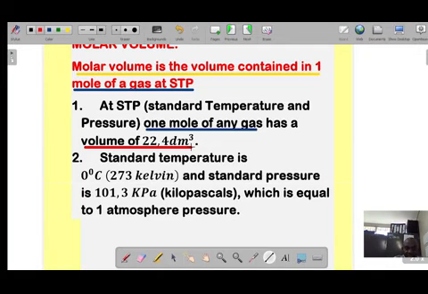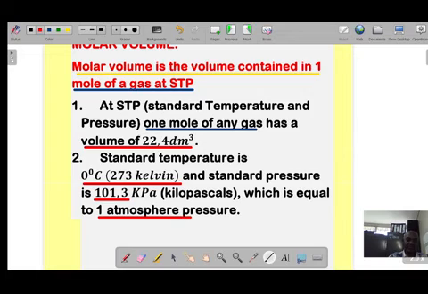Now STP means standard temperature of what? Of 0 degrees Celsius, which is also the same as 273 Kelvin. Okay. What about the pressure to be standard? That is 101.3 kilopascals. That's what we mean by standard pressure. What about the atmosphere? Rather, the pressure. Now the pressure is 101.3 kilopascals, which is the same as 1 atmospheric pressure.